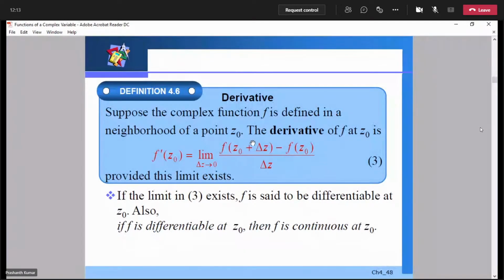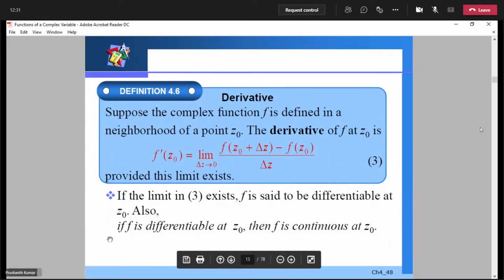If this limit does not exist, then we call the function not differentiable at that particular point. And if the limit in 3 exists, f is said to be differentiable at z naught. Also, if f is differentiable at z naught, then f is continuous at z naught. This I discussed in the last class.